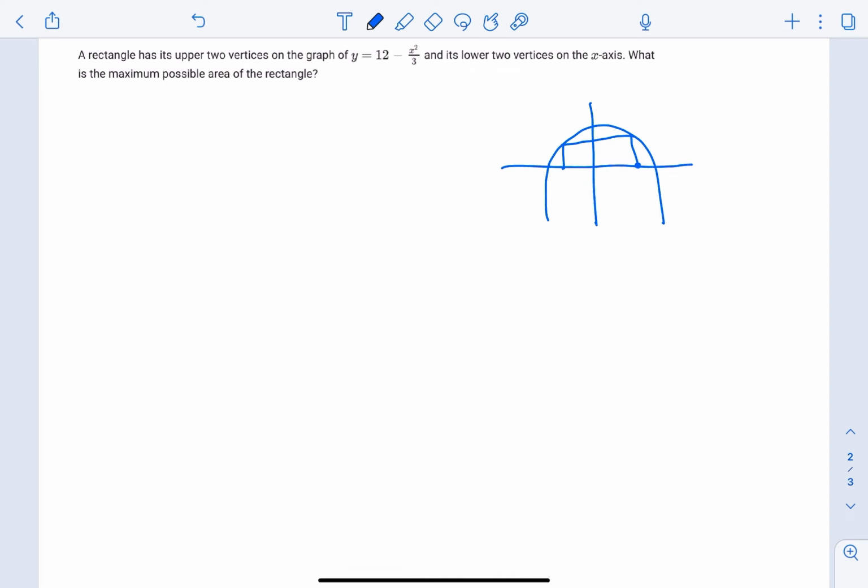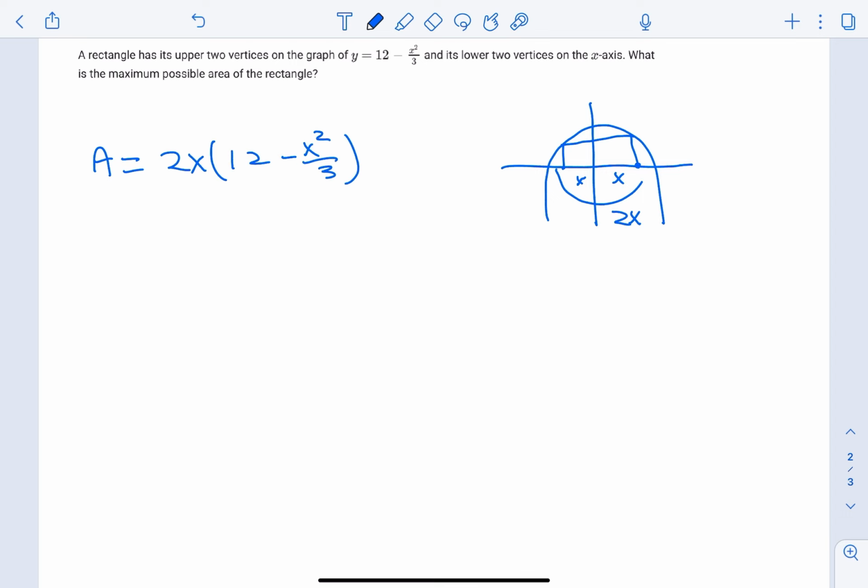And then from there, we see that the base has a length 2x, because this side has length x, and this side has length x. So together they have 2x, that is their length. And then the height is whatever x is plugged into the function, so that is going to be 12 minus x squared over 3. So now we can make an area function. The area is going to be the base times the height, and the base is 2x, and then the height is 12 minus x squared over 3.